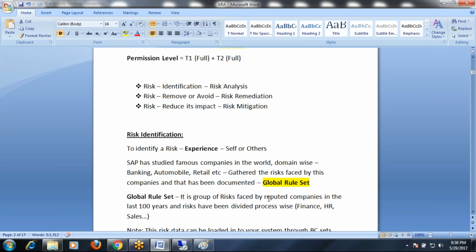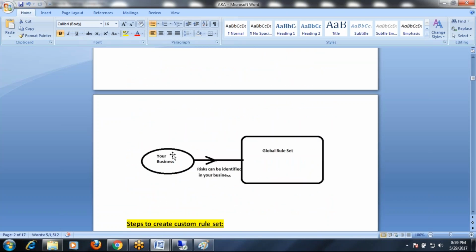So for example, your business is automobile business. Here, the risks faced by Toyota company, the risks faced by Ford company may not be applicable to your business. Because I said risk is not universal. So hence what we do is, we can customize the rule set according to our necessity. We can deactivate some of the rules or some of the risks in the global rule set and then compare with your business. So that is what customizing a rule set is, called a custom rule set.